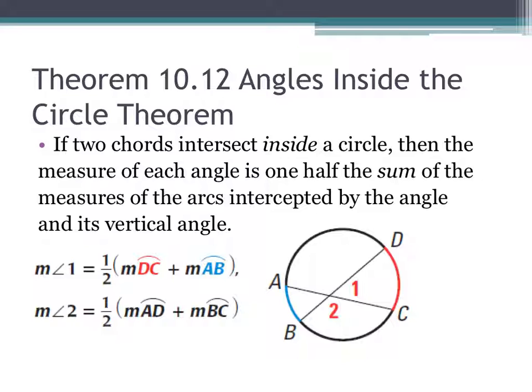But these are not inscribed, nor are they central angles. So the angles that are somewhere floating around inside the circle that are formed by two chords, you can find the measure of them by adding up the arc it intercepts plus the arc its vertical angle intercepts, and then divide by 2, or multiply by 1/2.